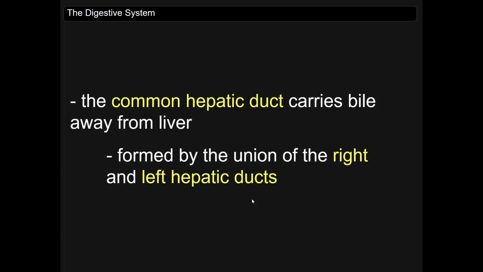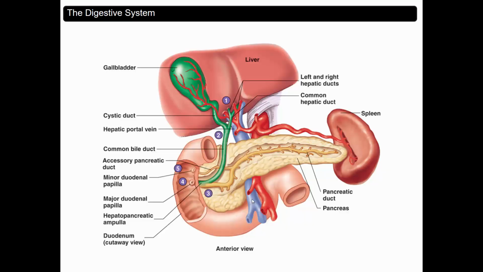Right and left hepatic ducts, they're a little deeper in the liver tissue, more difficult to see. So the common hepatic duct, we should be able to see on our donors. So with this picture, we have the liver up in the right upper quadrant. You can see they stuck a gallbladder here.